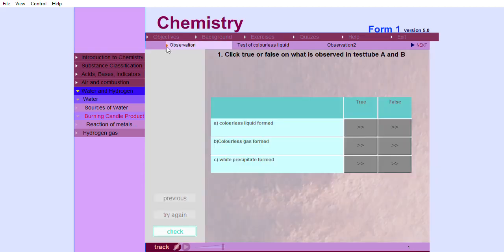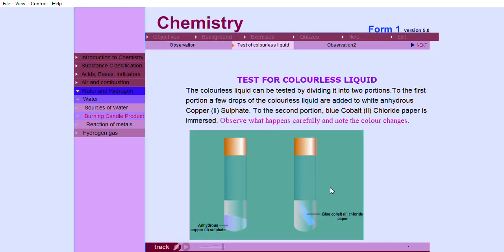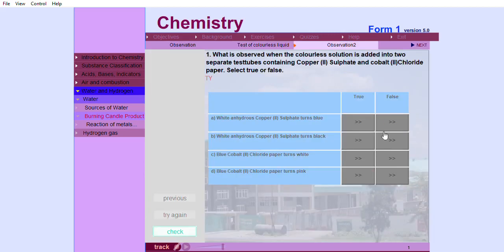Attempt the following exercise. The colorless solution formed is divided into two portions. To the first portion, anhydrous copper 2 sulfate is added. To the second portion, blue cobalt 2 chloride paper is immersed. Carry out the activity as instructed.